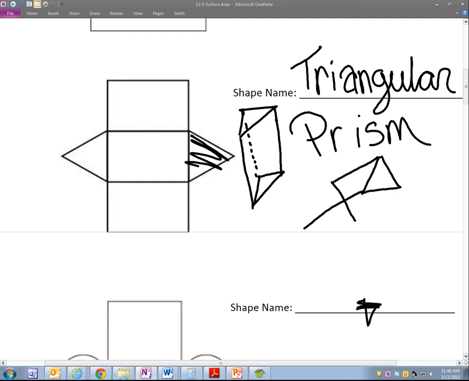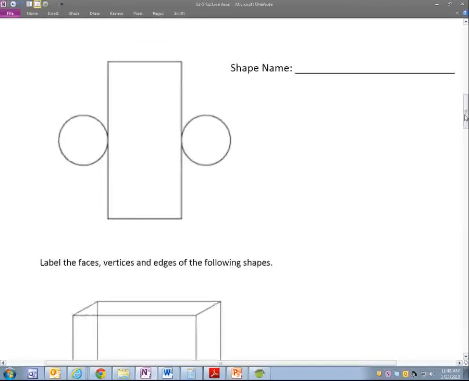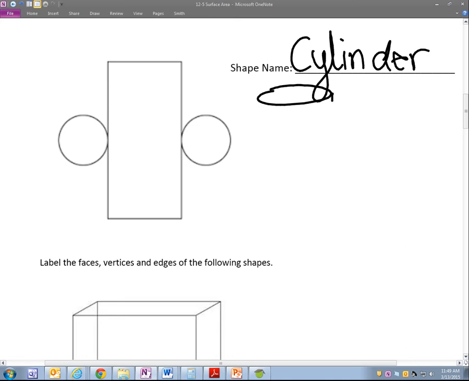Okay, so that's going to be a triangular prism, and then we have one more. This here is going to be, yes, it's a cylinder, exactly. And the way that would work if it was standing straight up would be like this, because we have a circle and a circle.